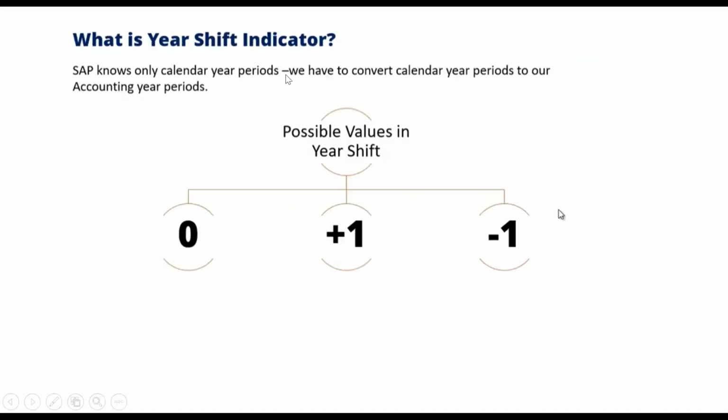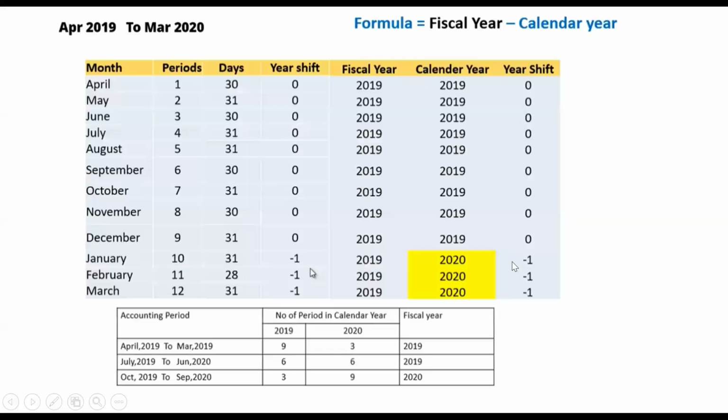Now we'll understand what a year shift is. I already told you, SAP knows only the calendar year. We have to convert the calendar year period to our accounting period. So here it is 0 if you don't have any shift. If you have a shift, then it will be +1 and -1. Here we'll see with an example.